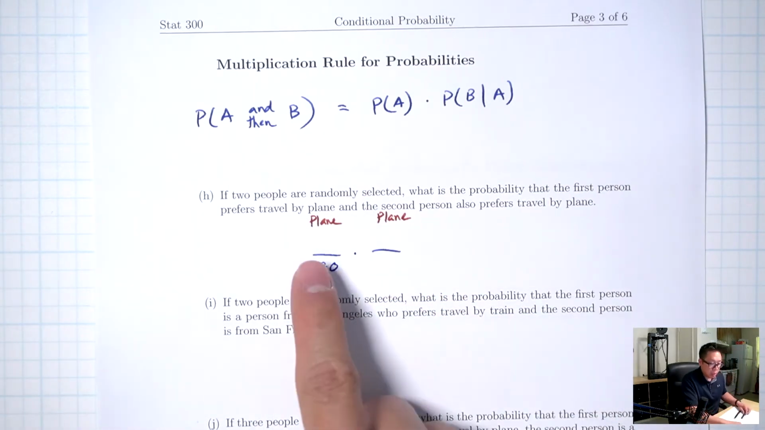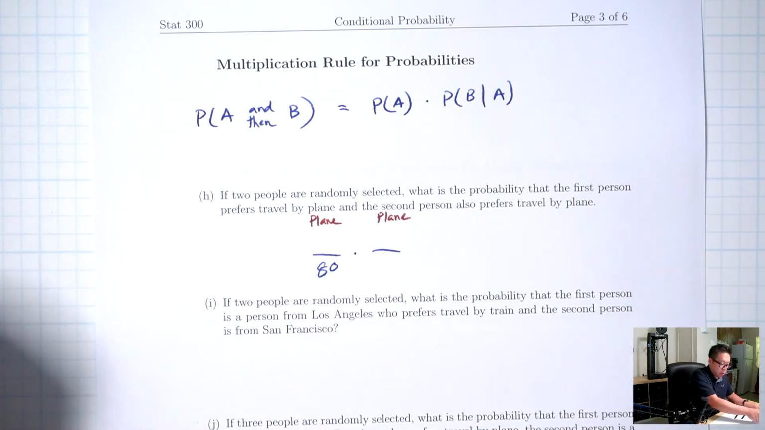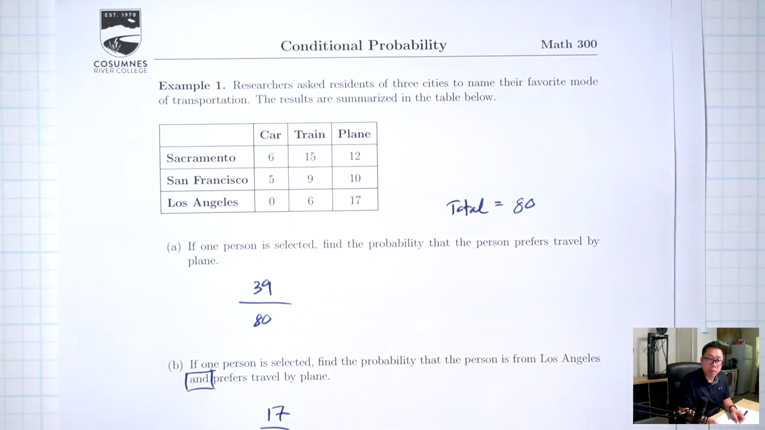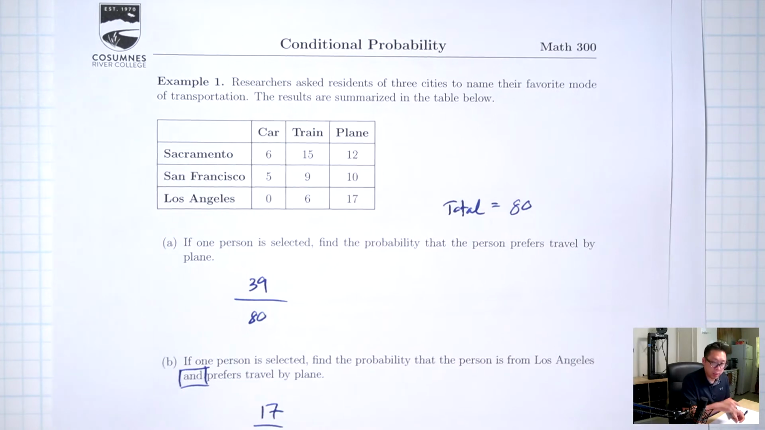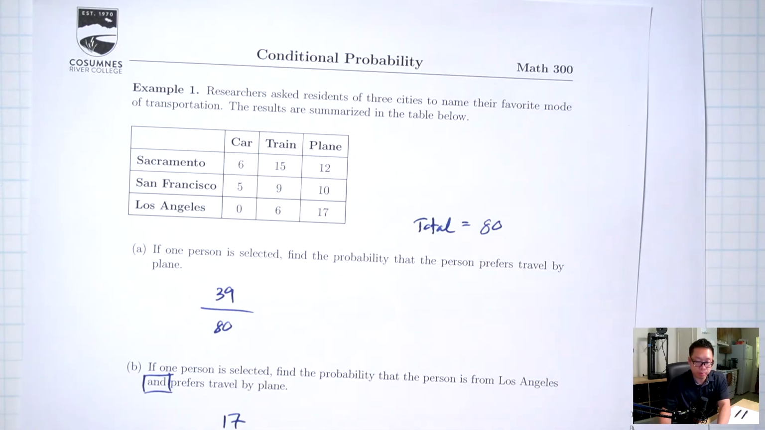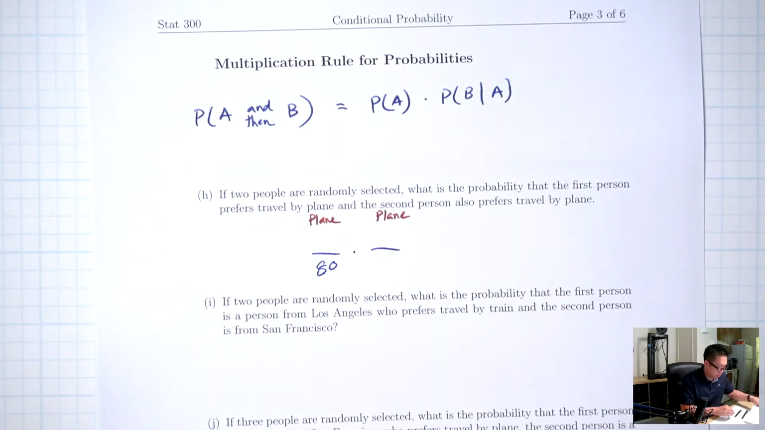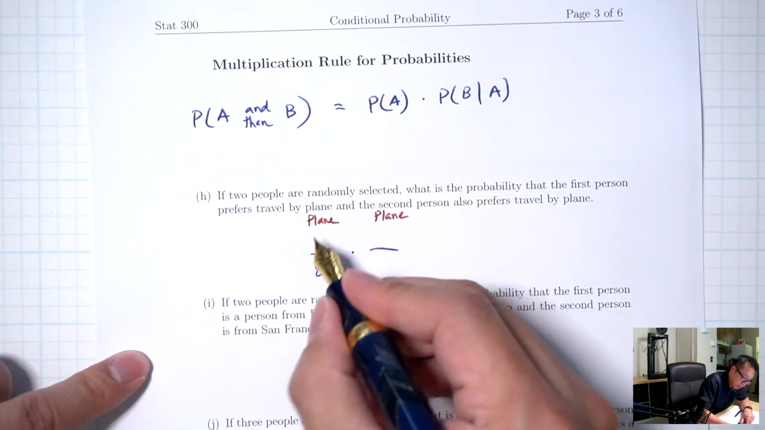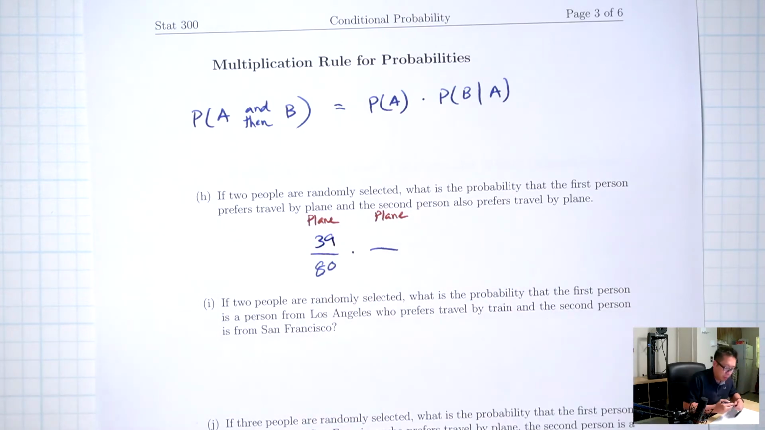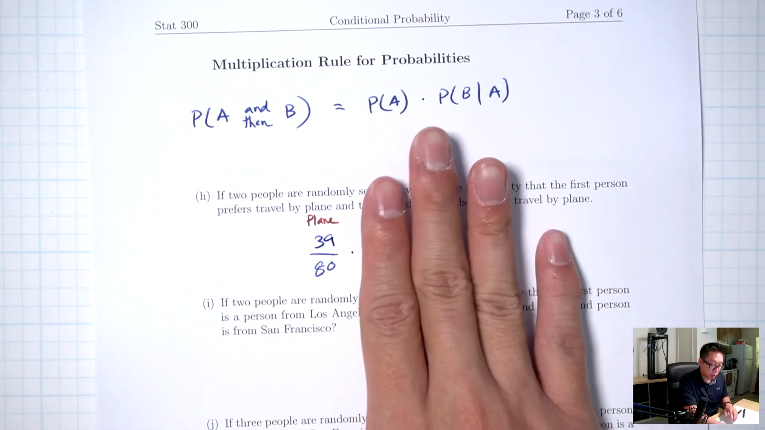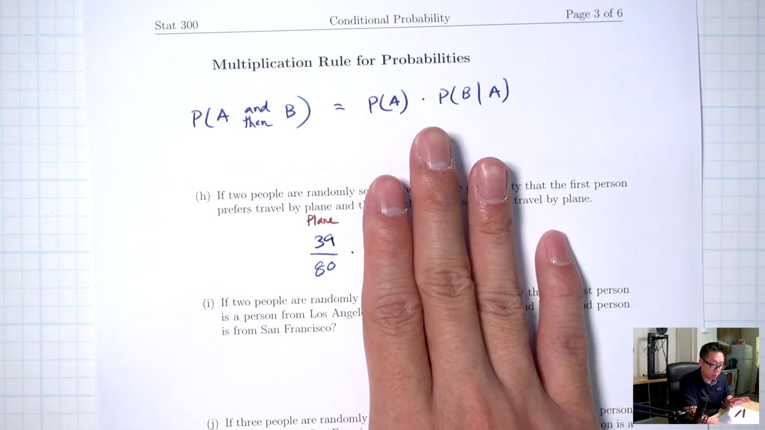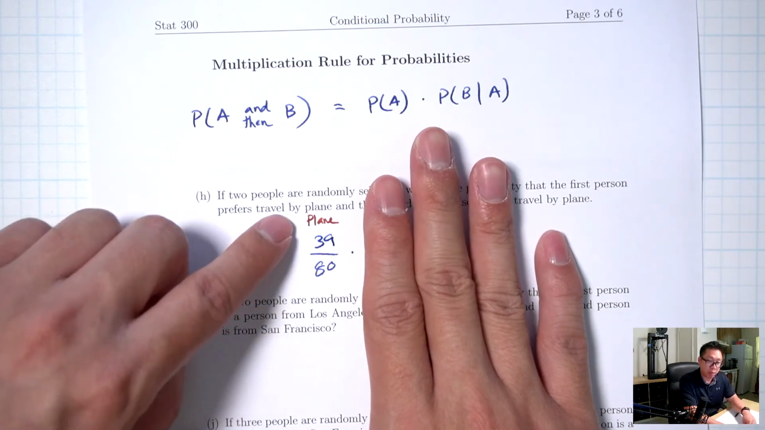And then for the top, I want how many plane people. So plane would be 12, 10, 17. What's 12, 10, 17? 39. Okay, so that's the first person, right? The probability that the first person prefers travel by plane is 39 out of 80.